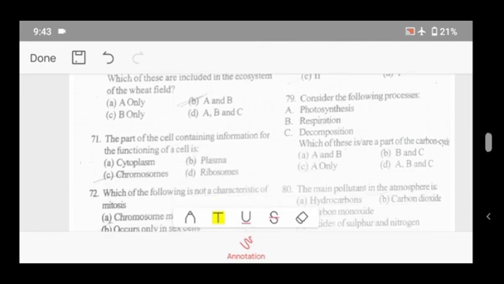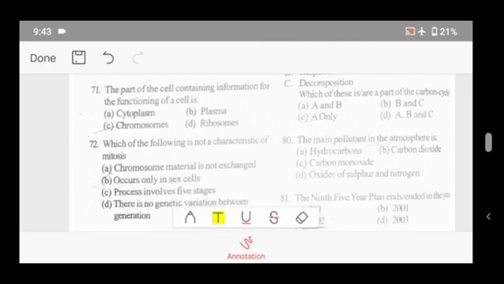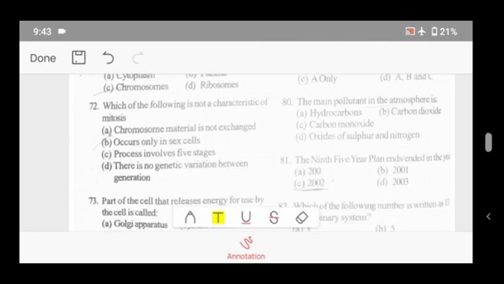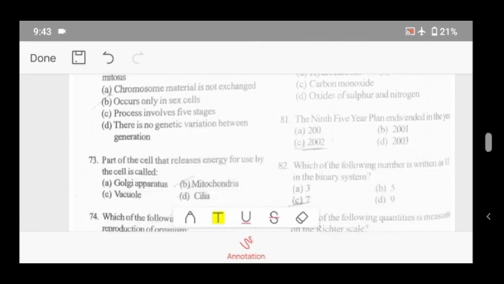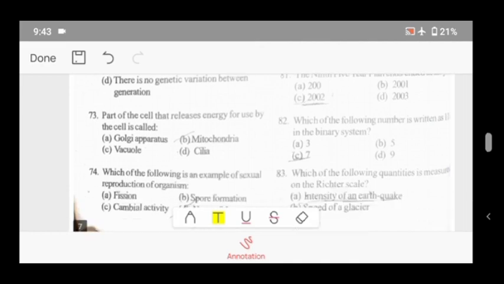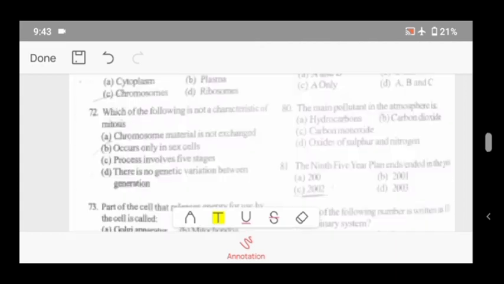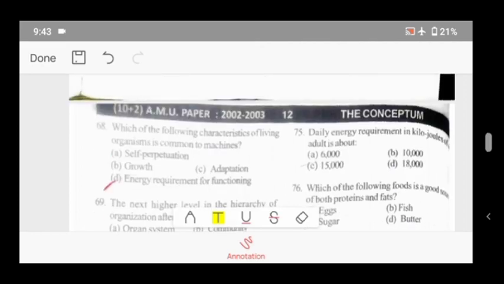The part of the cell containing information for the function of the cell is chromosomes. Which of the following is not a characteristic of mitosis? So the answer will be B. The part of the cell that releases energy for use by the cell is called mitochondria. Which of the following is an example of sexual reproduction of organisms? So the answer will be none of these. Daily energy requirement in kilojoules of an adult is about C.